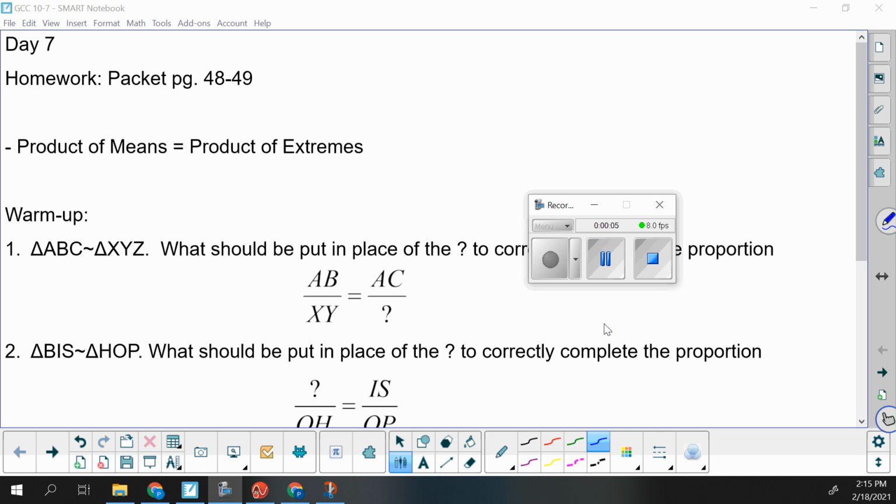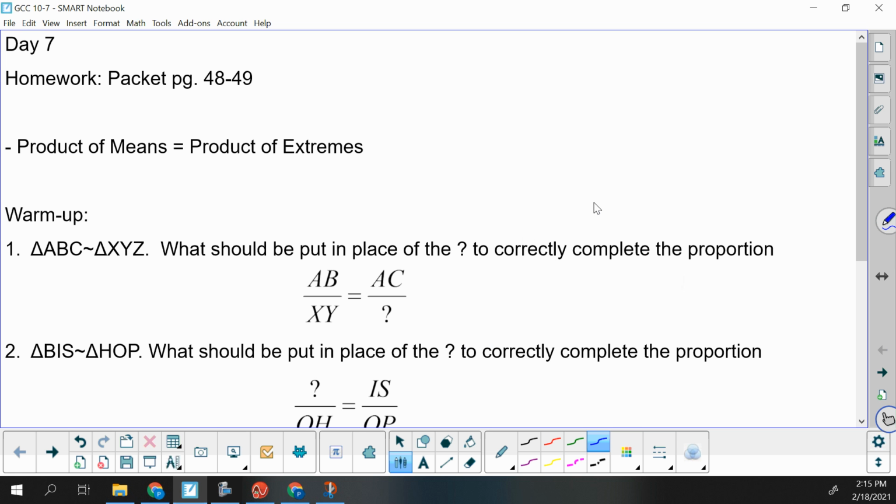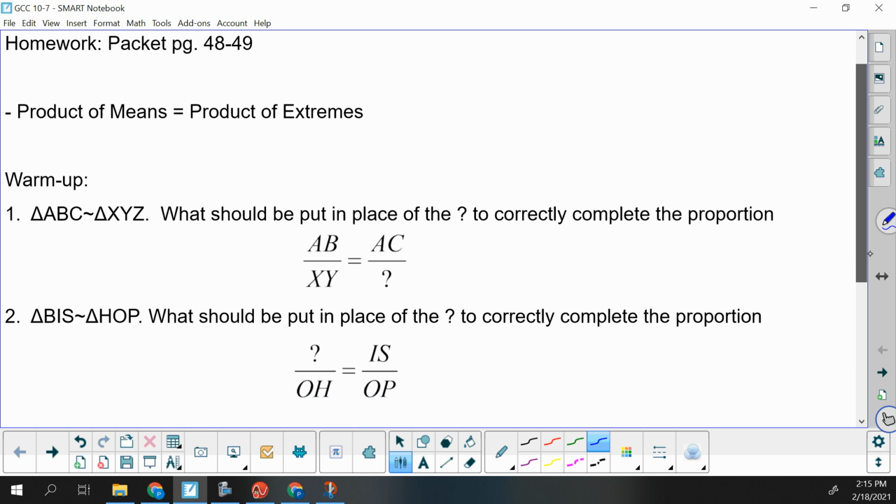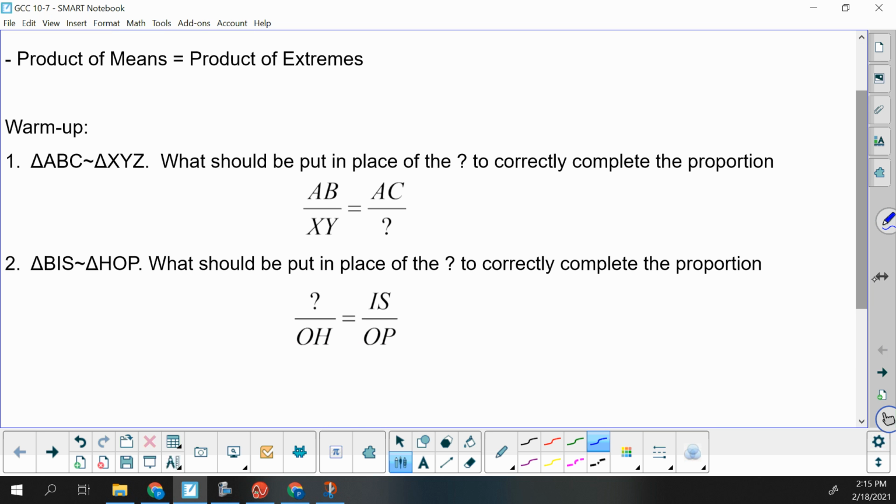Welcome to day 7. We'll be talking about today product of the means versus product equals product of the extremes. Page 48 and 49 is your homework. You have 2 warm-up problems. Go ahead and pause the video, do the 2 warm-ups, and when you hit play again, it'll pop up for you to put in your answers to the warm-up.